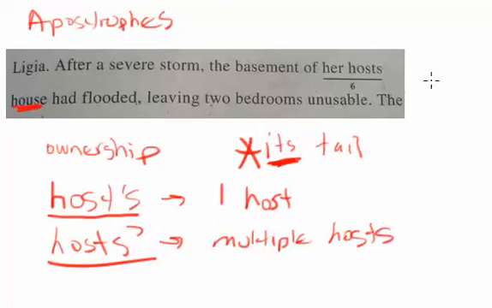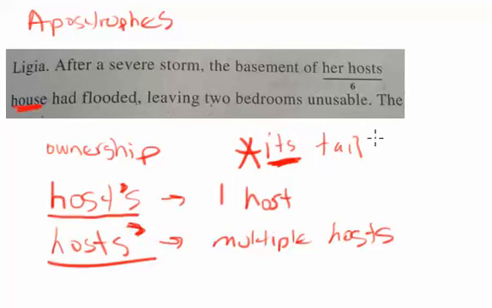So what you have to think about for apostrophes is if there is ownership going on, the thing that we're concerned with is the thing or person or whoever's doing the owning, in this case the hosts. We have to think about, is that thing or person or group of people plural, or is there more than one of them? Or is there just one? And if there is just one, it goes here. If there's more than one person doing the owning, then it goes here.